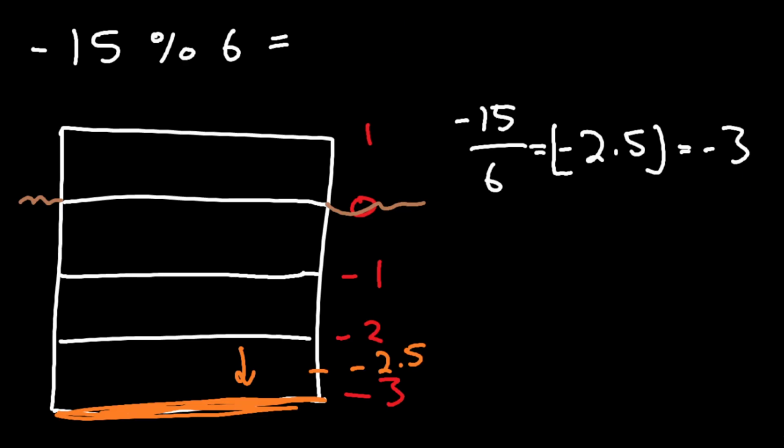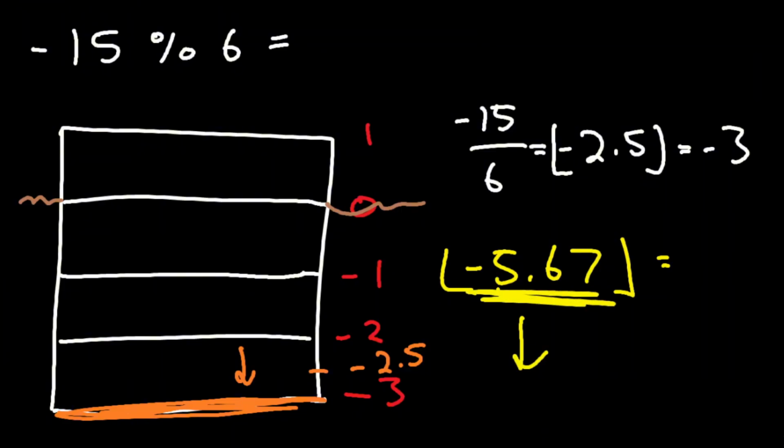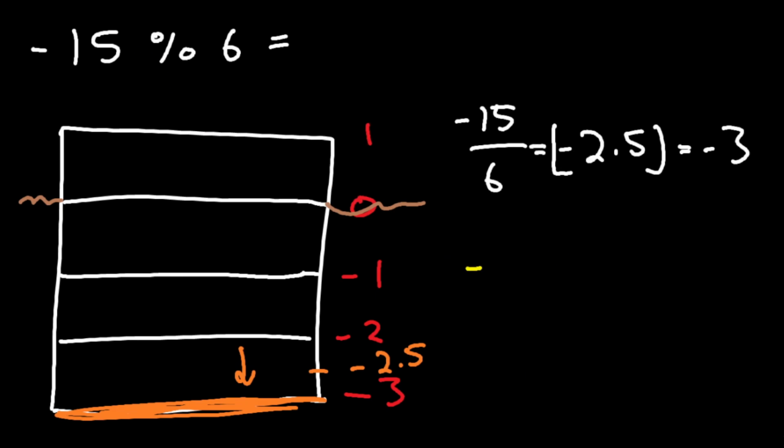So let's give another example of this. Let's look at negative 5.67. Remember, you want to bring this value down to the nearest integer. And what integer is right below negative 5.67? Negative 6. So if you want to floor negative numbers, you need to bring it down an integer. It's a little different than positive values.